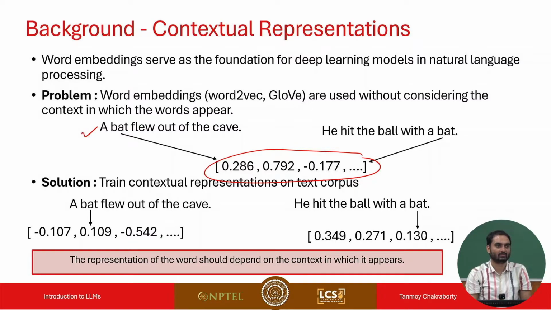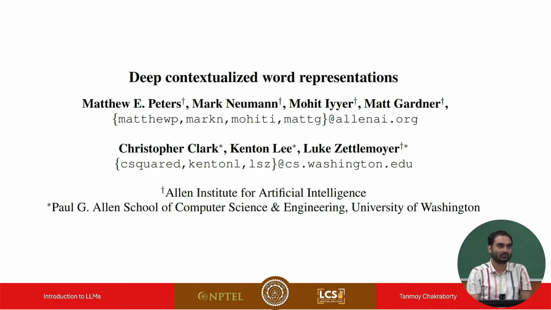So what we will do here is produce word embeddings which are going to be contextualized, meaning depending on the context, the embedding will change. For example, for the word bat here you will get one embedding, and for the word bat here you get another embedding, which are different. How do you do this?